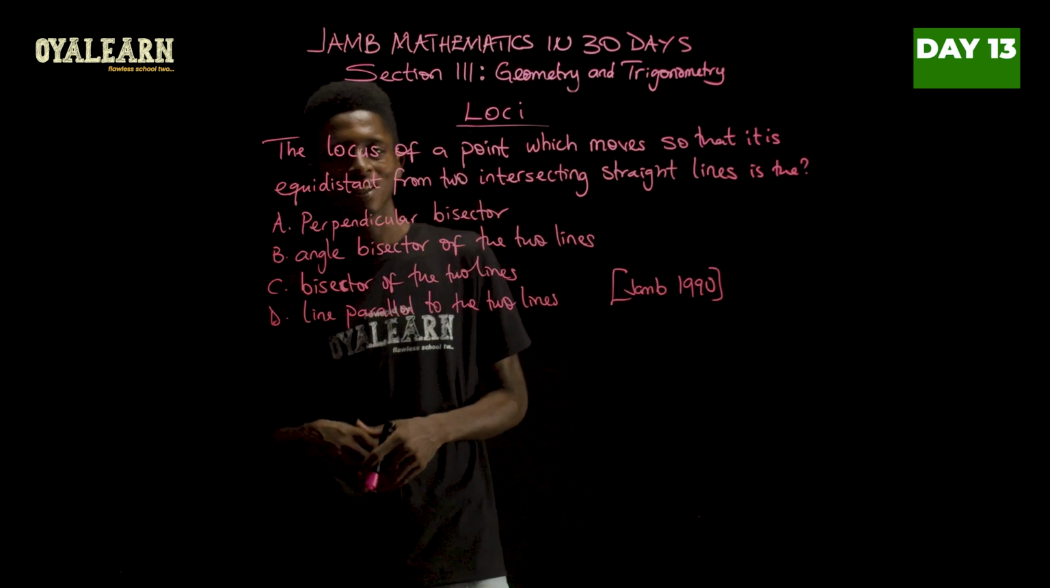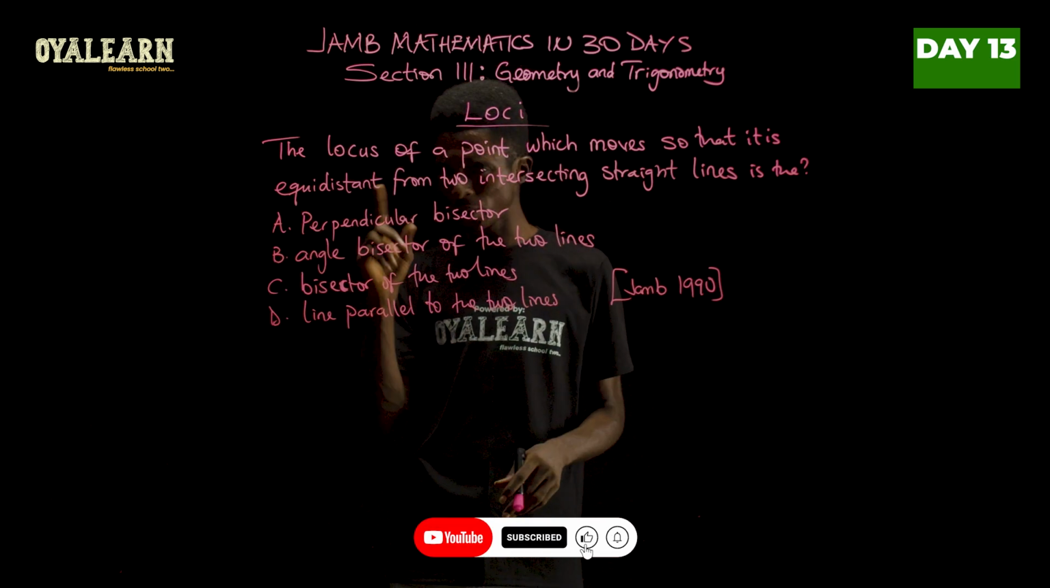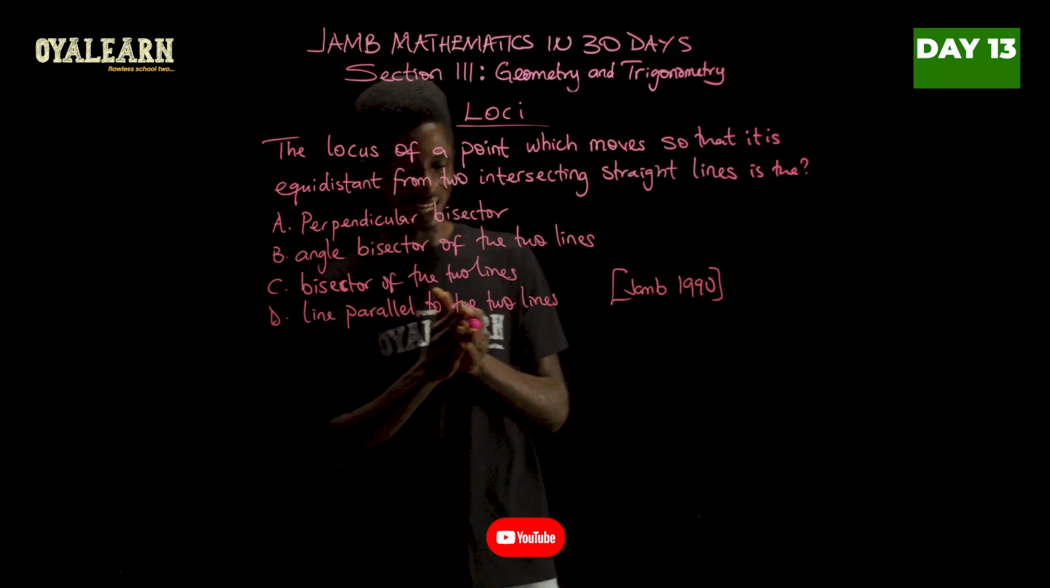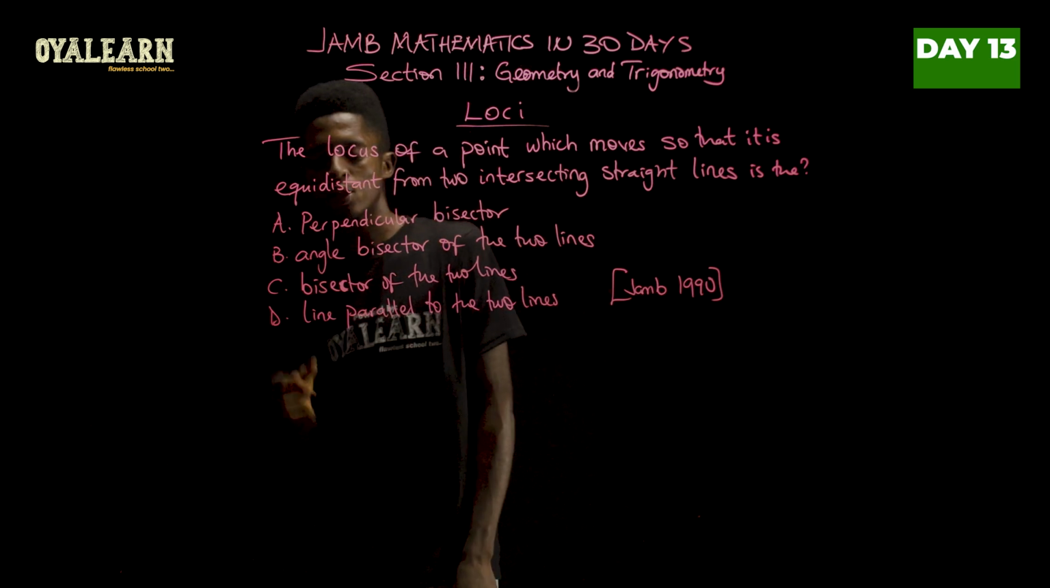This question asks that the locus of a point which moves so that it is equidistant from two intersecting straight lines is the, and then we have 4 options here to pick from.